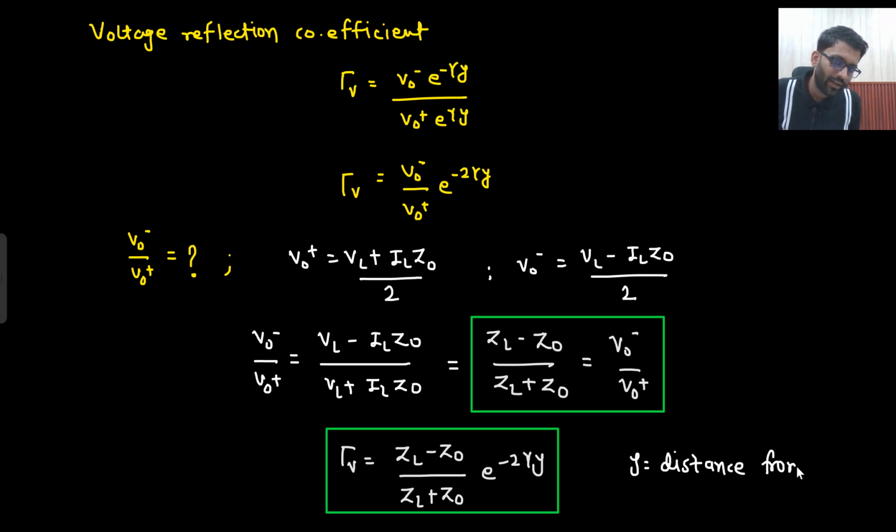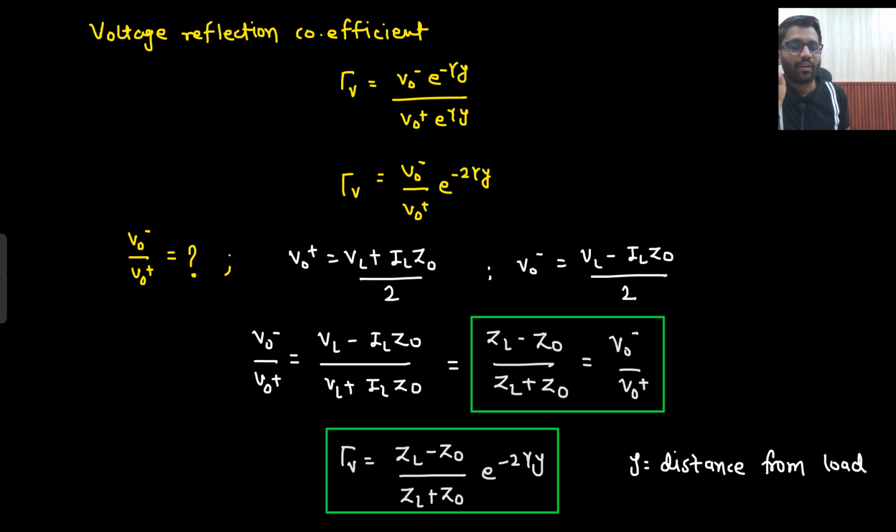So at any random point from load, if I ask you what is the value of your reflection coefficient, then what you will do, ZL minus Z naught upon ZL plus Z naught e to the power minus 2 gamma y. Okay. And if I ask you the reflection coefficient at load only, what that would be? You just need to put y equals to 0. So if I put y equals to 0, what I will get? ZL minus Z naught upon ZL plus Z naught.